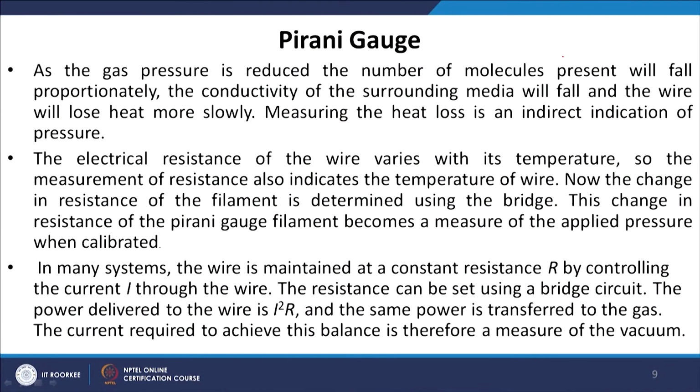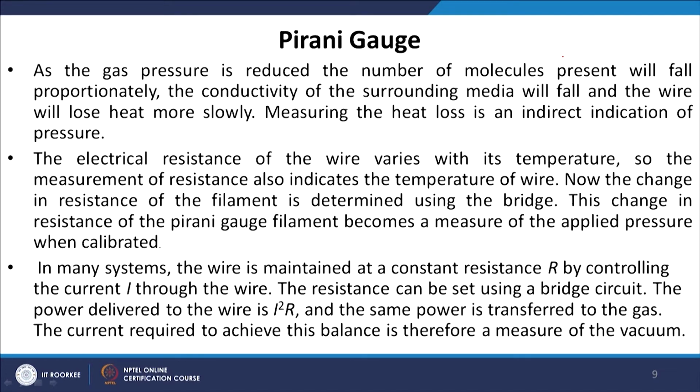So, if we can measure the resistance inside the circuit which is also connected to the vacuum chamber, since the resistance is a measurement of the temperature, by measuring the resistance we can also find out information about the pressure. This resistance is connected to a bridge, and that is why we have taken this Wheatstone bridge geometry to make a balance. Every time, a change of the resistance can be balanced by the corresponding change in the other arms of the Wheatstone bridge to get a null point. This change in the resistance of the Pirani gauge filament becomes a measure of the applied pressure when calibrated.